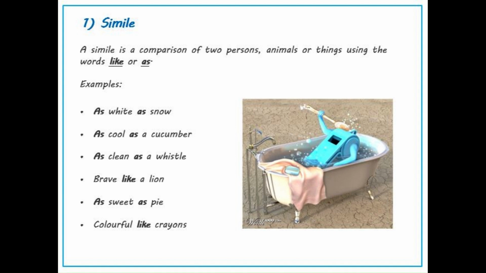Because the moment we compare the color of the dress with snow, the reader or the listener immediately understands how white the dress was because everybody knows that snow is white. Some other examples of similes are as cool as a cucumber, as clean as a whistle, brave like a lion, as sweet as pie, colorful like crayons.